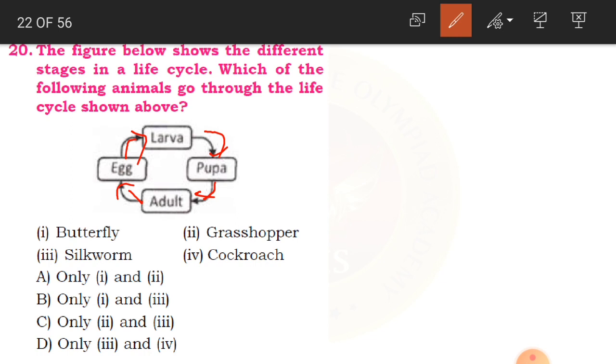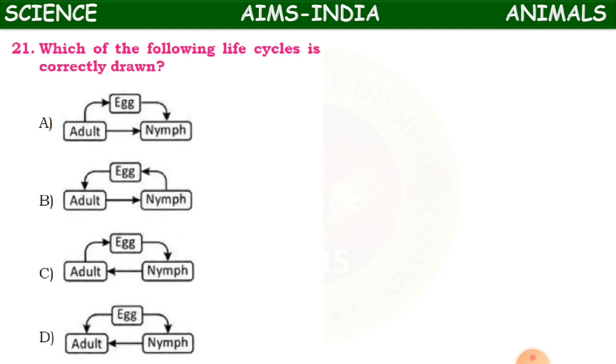Okay, children? So the first option is butterfly. Second option is grasshopper. Third one is silkworm. And fourth one is cockroach. So which have got this life cycle? The option is butterfly and also the silkworm. That is B option. Okay, only 1 and 3. So these insects are going to undergo 4 stages of life cycle as it is there in our picture. Clear, children? Okay, now we'll go with the 21st and the last question of today.